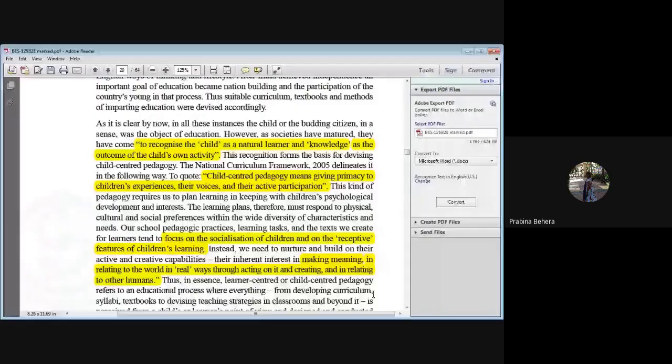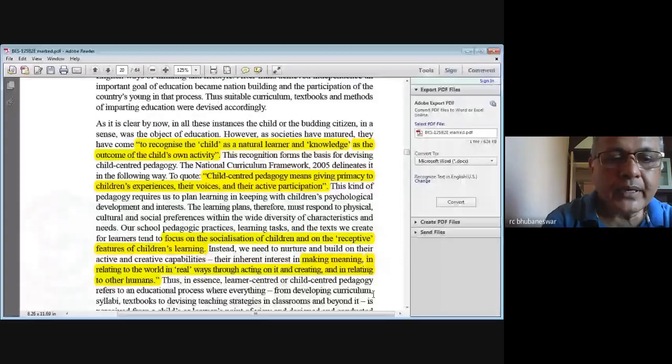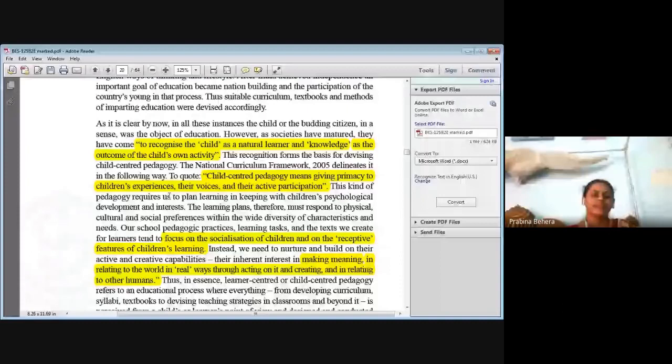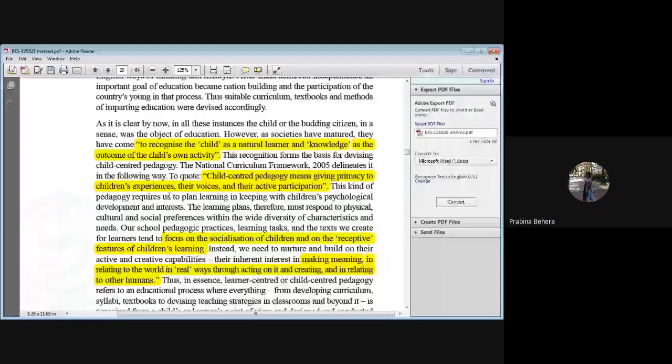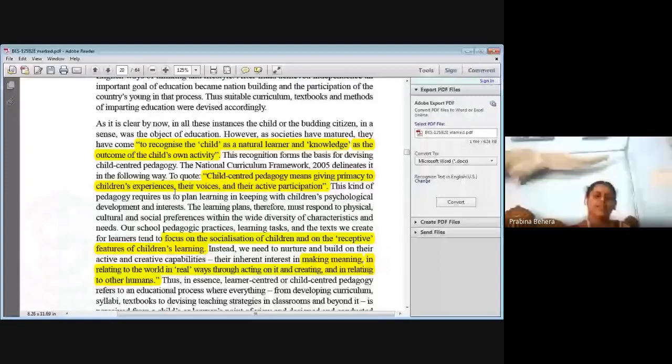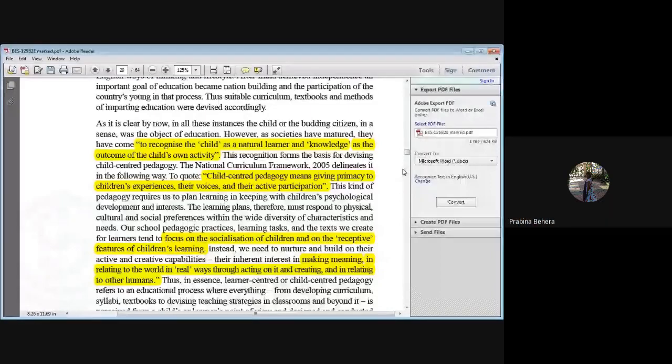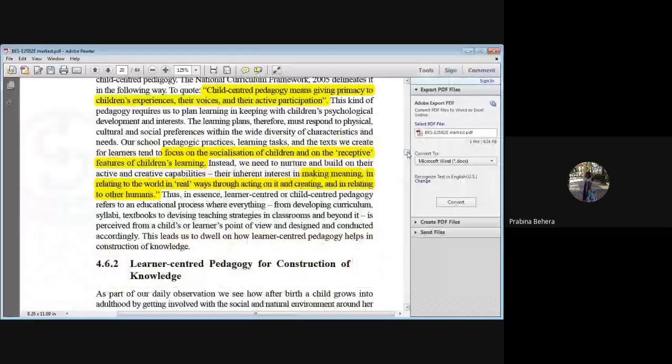Child experience. At that age, their voice, their interest, and their participation are very much important for a child-centered pedagogy. And we must focus on socialization of children and on the receptive feature of children's learning, socialization.